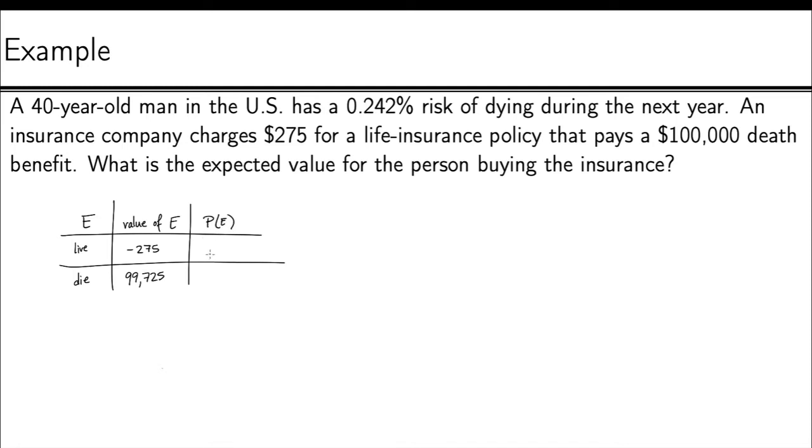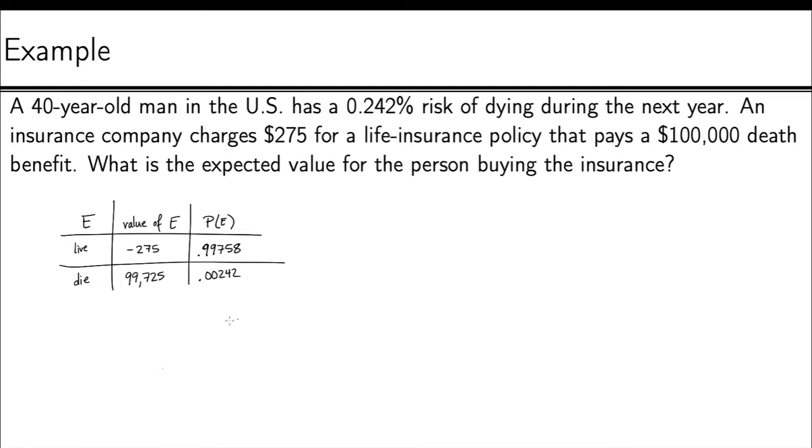The probability of living is, this is the probability of dying up here. And so we're going to use the complement rule. The probability of living then is 1 minus this. So that would be 0.99758. Notice this was written as a percentage, 0.242%, meaning as a decimal, this is 0.00242, which is here, 0.00242. So you'll notice that if you add these two together, you end up with a full 100%, which this column should always add up completely to 1.